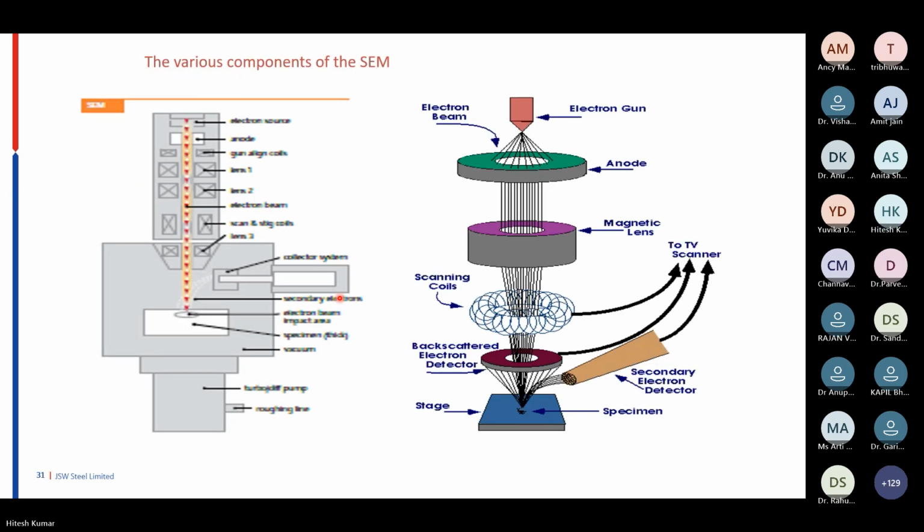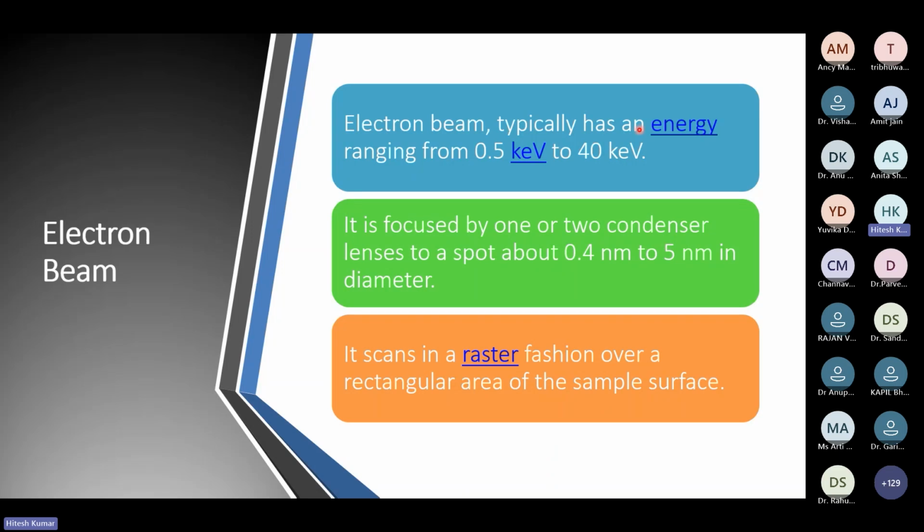So these are the various components. These are the secondary electron detectors. The backscattered detector is near your pole piece itself. And this is your sample. The electron beam typically has an energy range from 0.5 kV to 40 kV. It is focused by one or two condenser lenses with a spot size of around 5 nanometers, and it scans in a raster function. Raster function means it is taking pixel by pixel in a raster way.